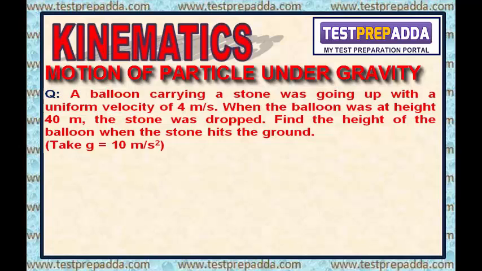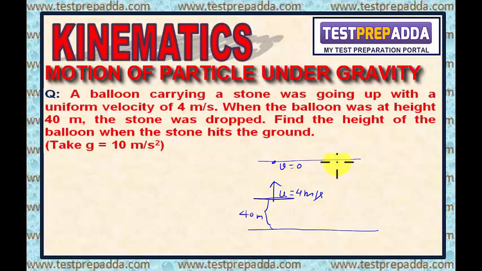Now to solve this question, I will discuss two methods here. First, when the stone was dropped from balloon, stone was going up. The stone was going up with what speed? 4 meters per second. And from earth, the height was 40 meters. It was going up. So first it will reach to certain height where its velocity will become 0, and from that height it will come like this, free fall.